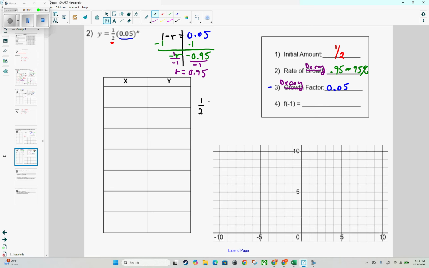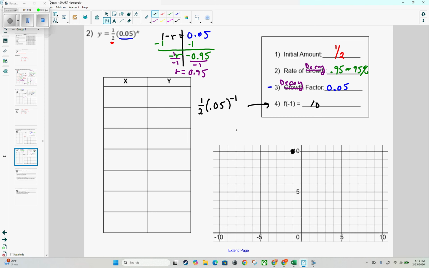All right, so we have 1/2, we have our 0.05, and then we're putting it to the -1. Plug that into a calculator, and then that will give you your value at -1. Sorry, get my caret symbol, and I got it at 10. So -1 is at 10, all the way up here.